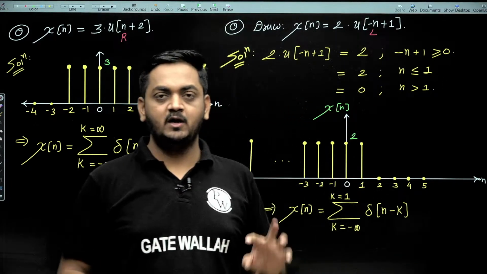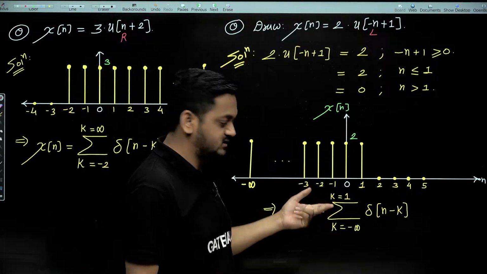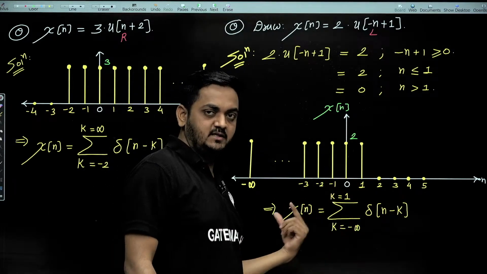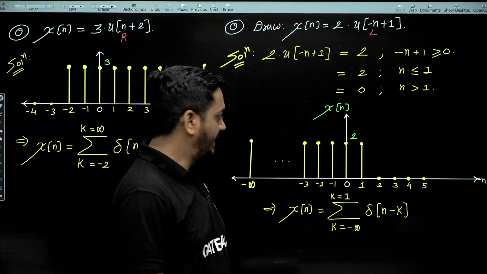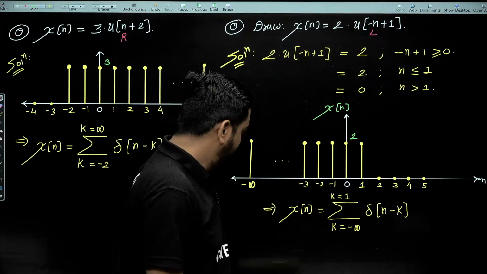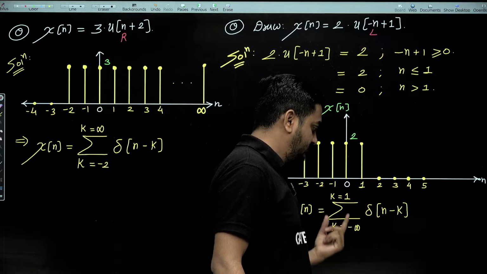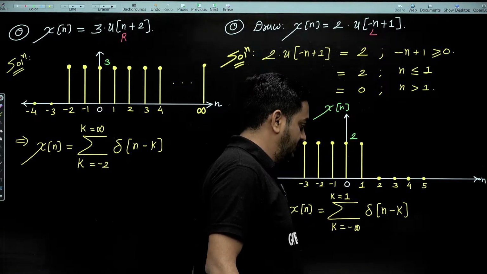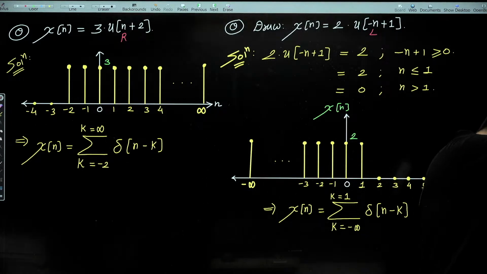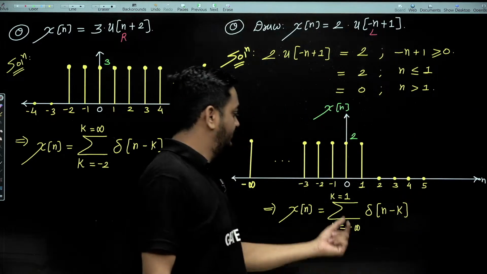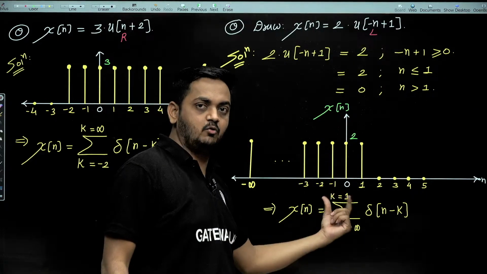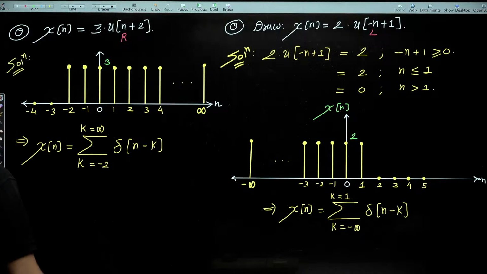Same thing, guys. If you change the limit of this summation, then there is no change in the x of n. X of n looks like this only, guys. Okay. So here minus infinite to 1. Any doubt in this? Any doubt, guys? You can write minus infinite to 1, or you can write 1 to minus infinite. Both are same. Okay. Very good.